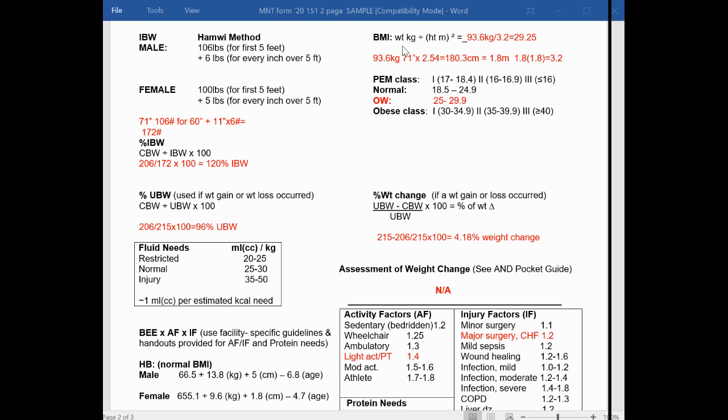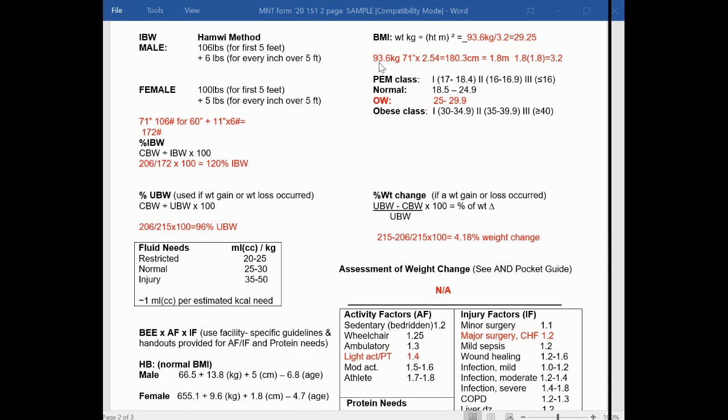Then we move up here to complete the BMI, and this is important because we need this information to determine which BEE calculation we're using or formula we're using. Are we using the Harris-Benedict if they're in the normal BMI class, or are we using the Mifflin-St. Jeor if they're overweight or obese?